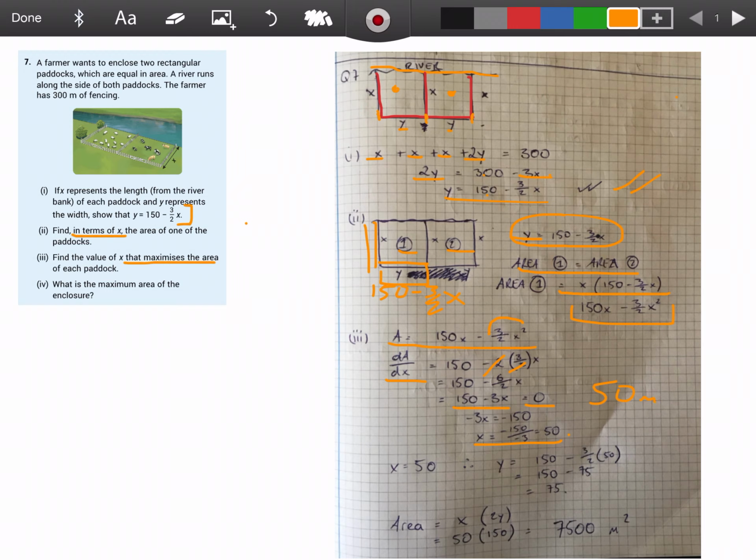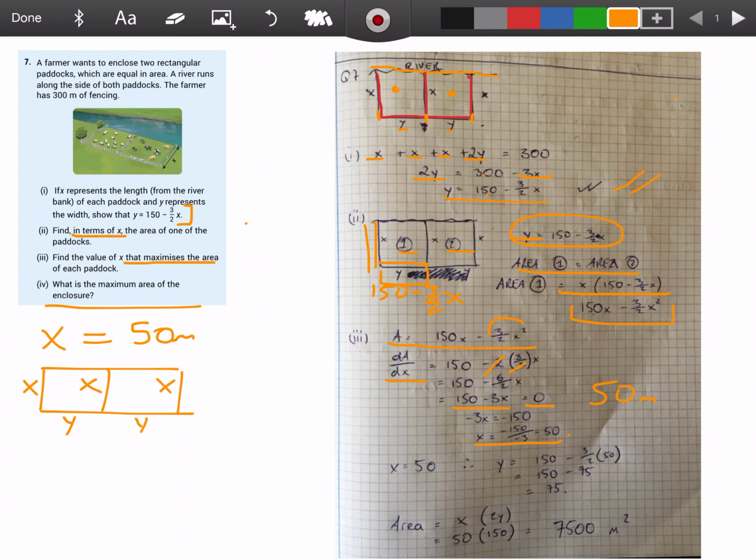Then finally it asks in part 4, what is the maximum area? So I know that x is equal to 50 meters, and I know that I can figure out the area of this whole thing by using the info that I've got. So I know that those values are x, which is 50, and I know that these values are y.